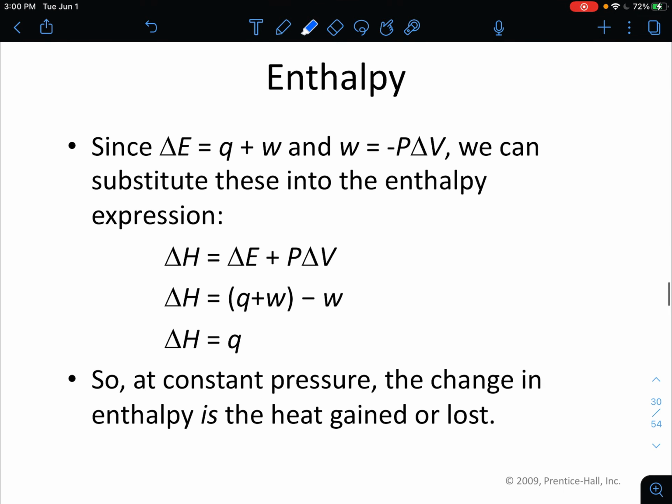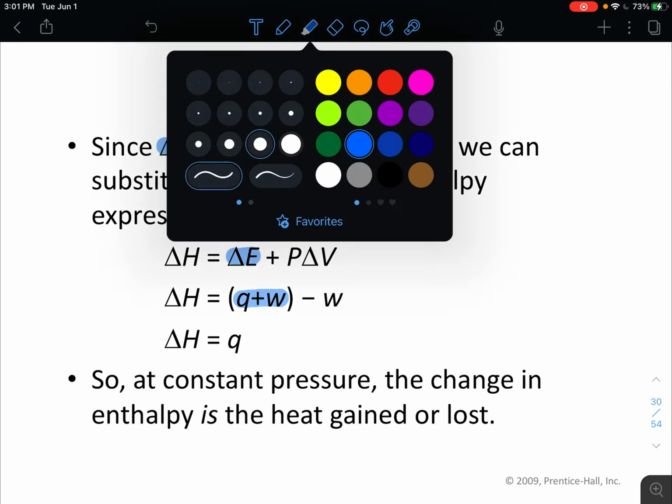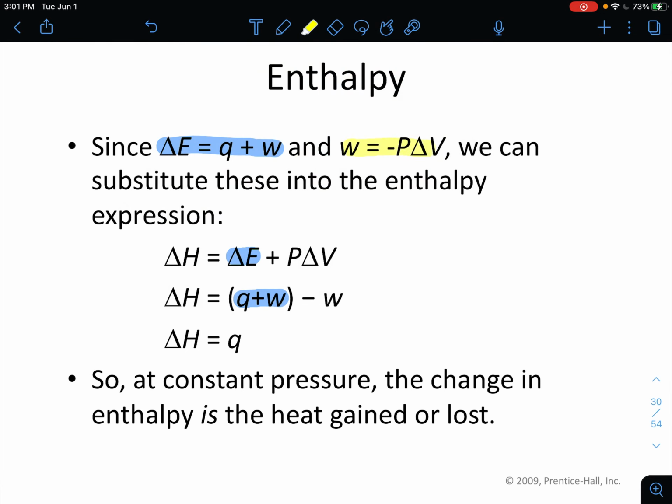So now we're going to do two simple substitutions. First, we know delta E equals Q plus W, so the delta E term in our enthalpy change expression, I'm just going to replace with Q plus W. And then separate from that, we know work equals negative P delta V. Well, I have plus P delta V, which is really minus negative P delta V, or minus work. So, like I was telling you in the beginning, the enthalpy term was defined in such a way that terms would cancel out, and we get this expression.